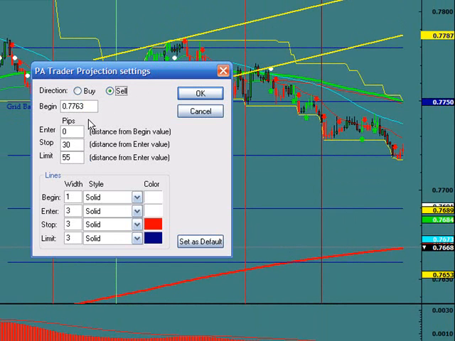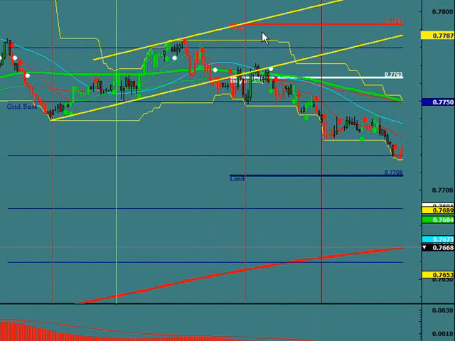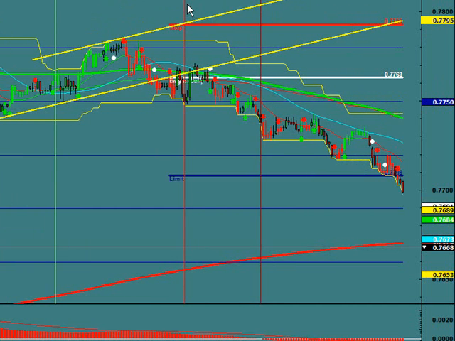Let's go down for 55 pips. So I've set this pat projector to show me a 30 pip stop and a 55 pip limit. All right, boom. So there's my stop. And there's my limit, okay? So no matter what, if it comes against me and I get it wrong, I'm going to lose 30 pips right there if it goes that far against me. So let's see what happens, okay? Boom. And there's 55 pips from the entry down to here.